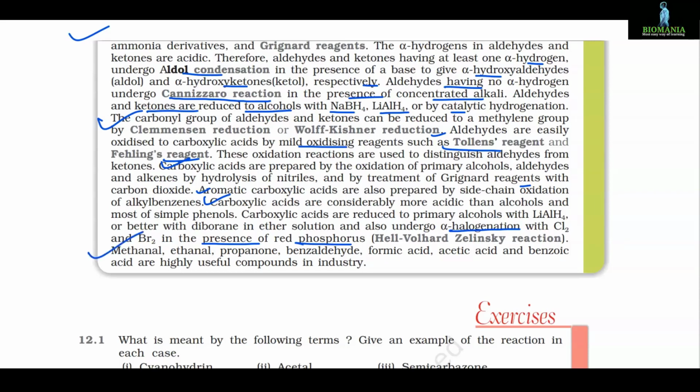Methanol, ethanol, propanone, benzaldehyde, formic acid, acetic acid and benzoic acid are highly useful compounds in industry. And now this chapter is done. Thank you so much.